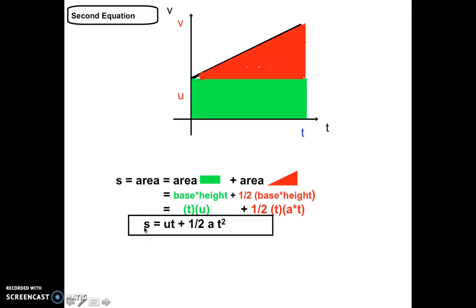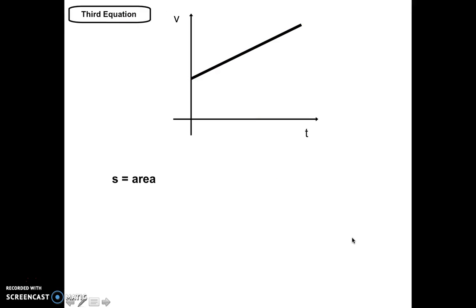I know, weird. I have no special trick for this one. Just remember, s means displacement. So our displacement is equal to the initial velocity times the time plus 1/2 acceleration times time squared. This squared, people forget all the time. Super important. Do not forget.